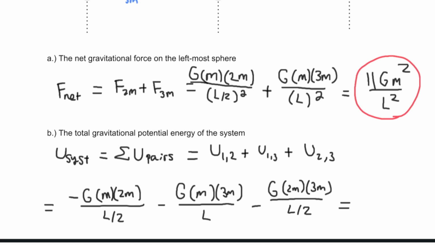Our first numerator is going to be 4, then we have a 3, then we have a 12. So 4 plus 3 plus 12 is going to be negative 19 GM squared over L as our total potential energy.